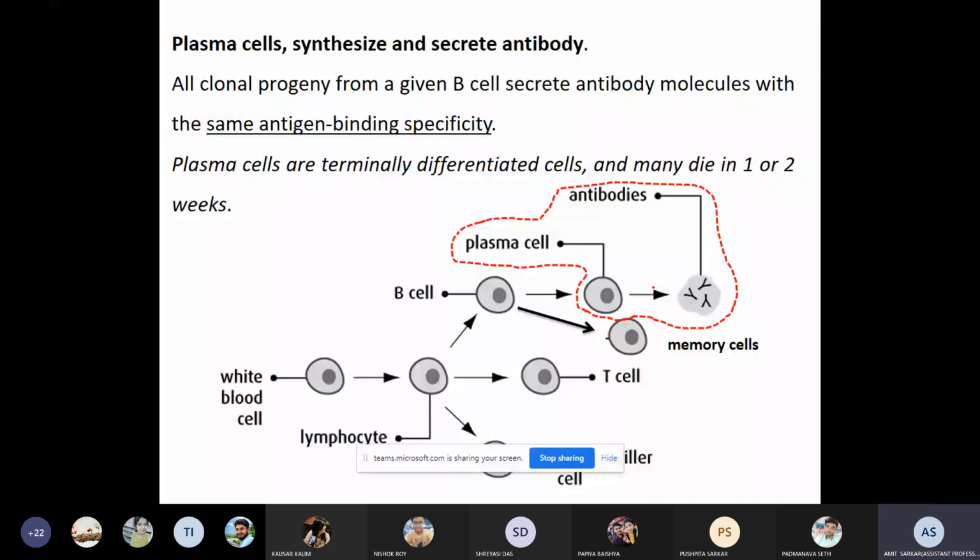But these plasma cells are terminally differentiated cells. That means they will no longer be converted to any other type of cell. They will be produced, they will secrete antibody molecules, and then they will die within one or two weeks' time, and a new set of plasma cells will come into effect if necessary. So this is the whole thing we planned to discuss today.